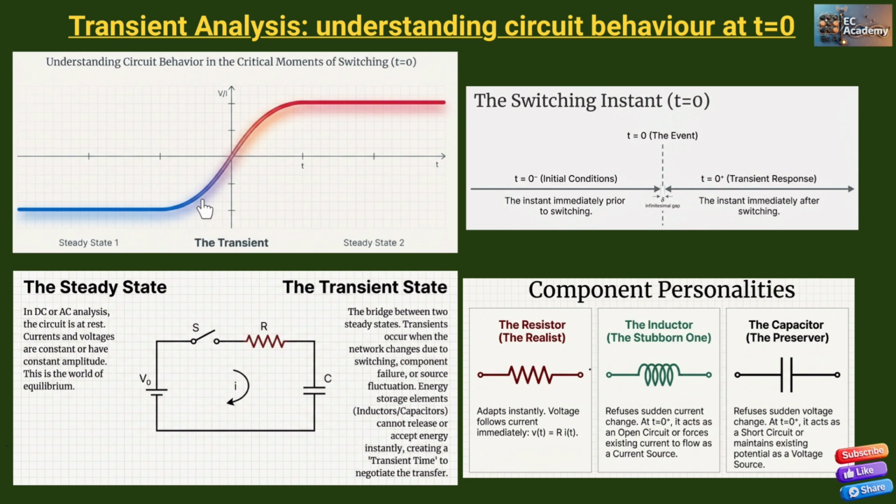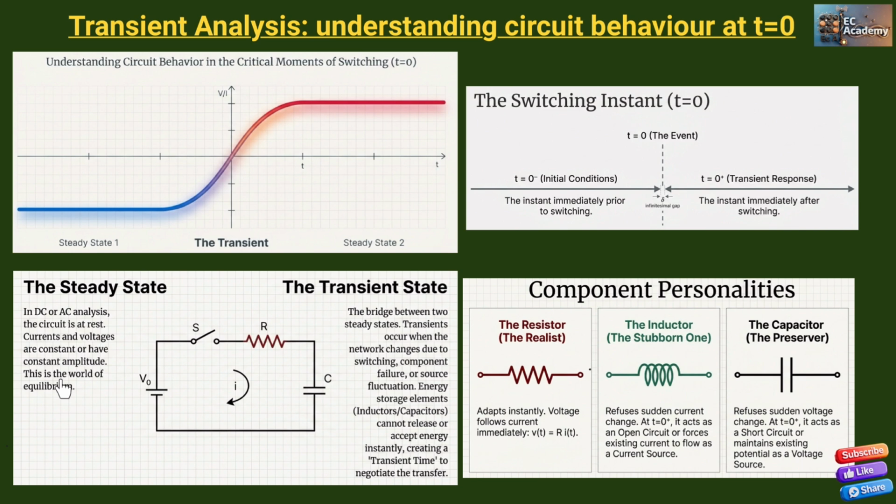Then the circuit switches from one steady state to another steady state, and this transition from one steady state to another steady state is known as the transient state. Now let us understand the steady state versus the transient state.